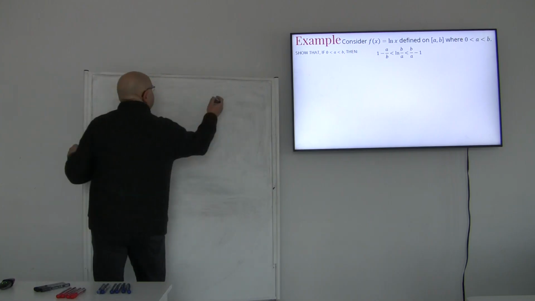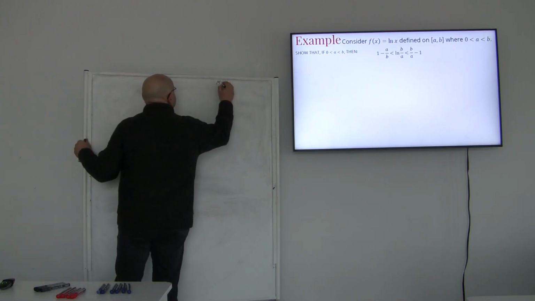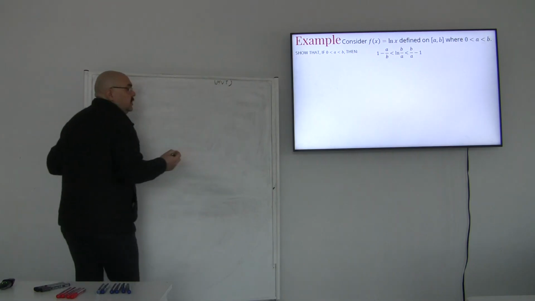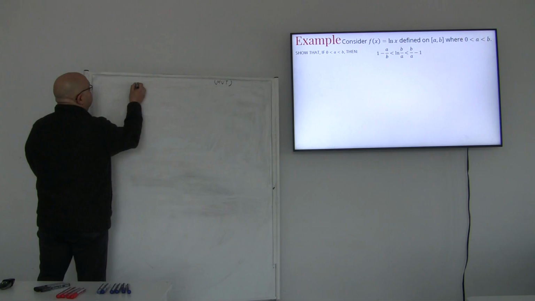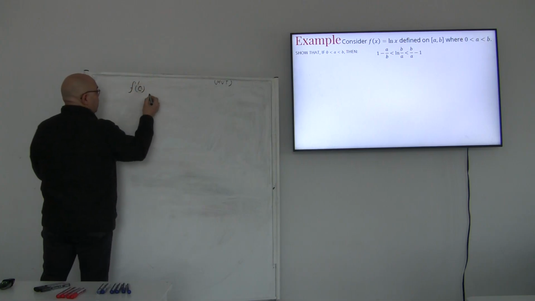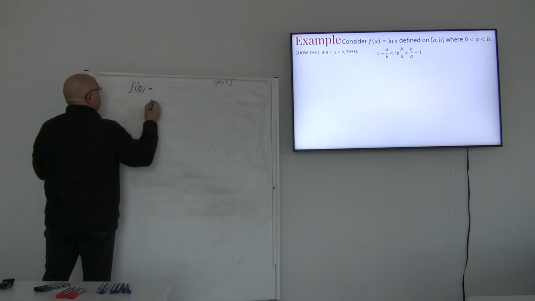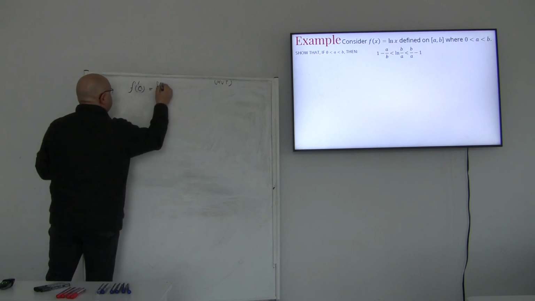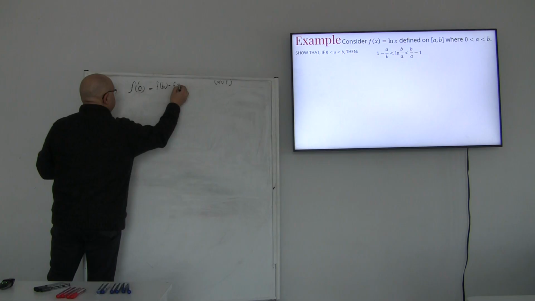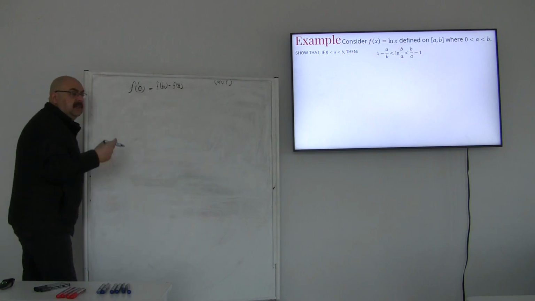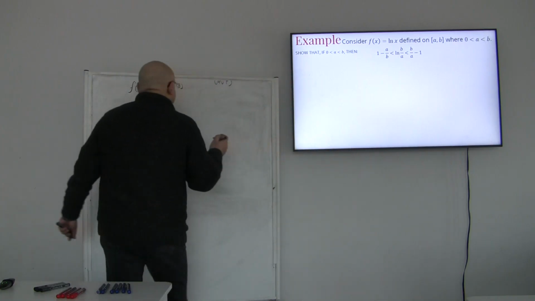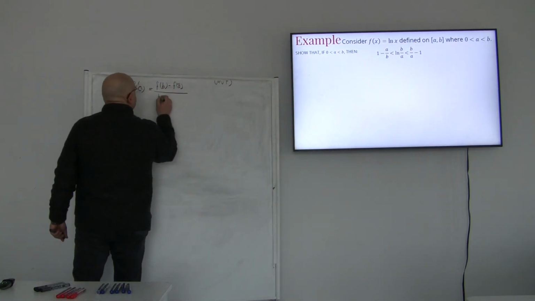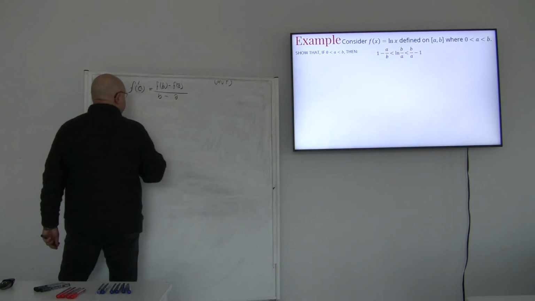Let's write the MVT. The mean value theorem states that for any function continuous and differentiable, I may find f dash c at a certain point c, which equals f of b minus the function at a, which is the value of the function at the end points of your interval, divided by the distance over which the function is defined.